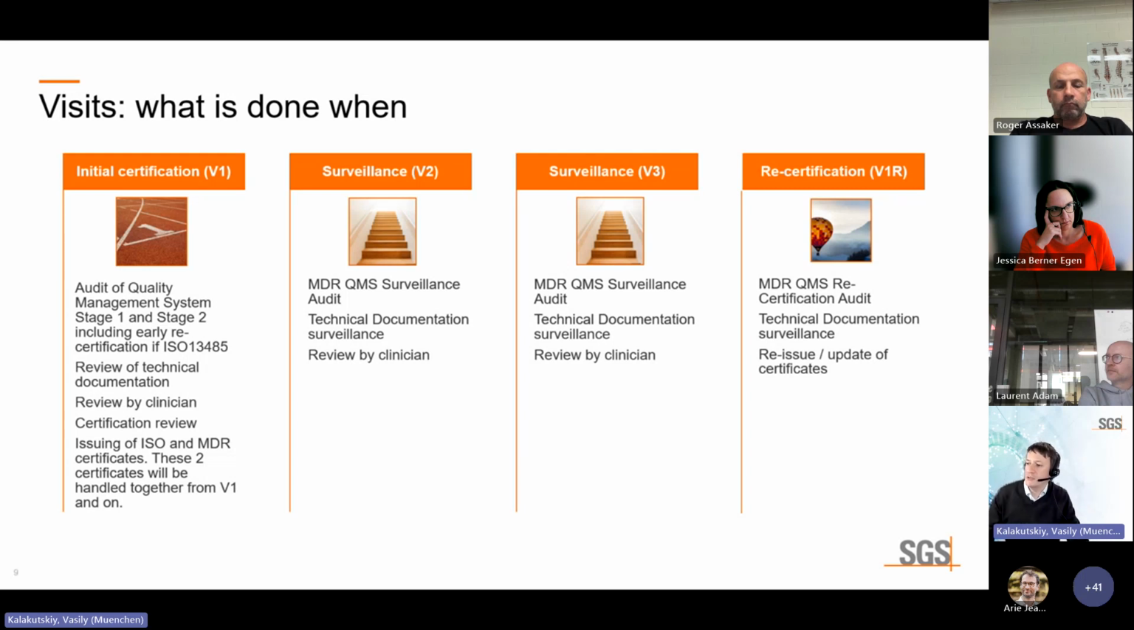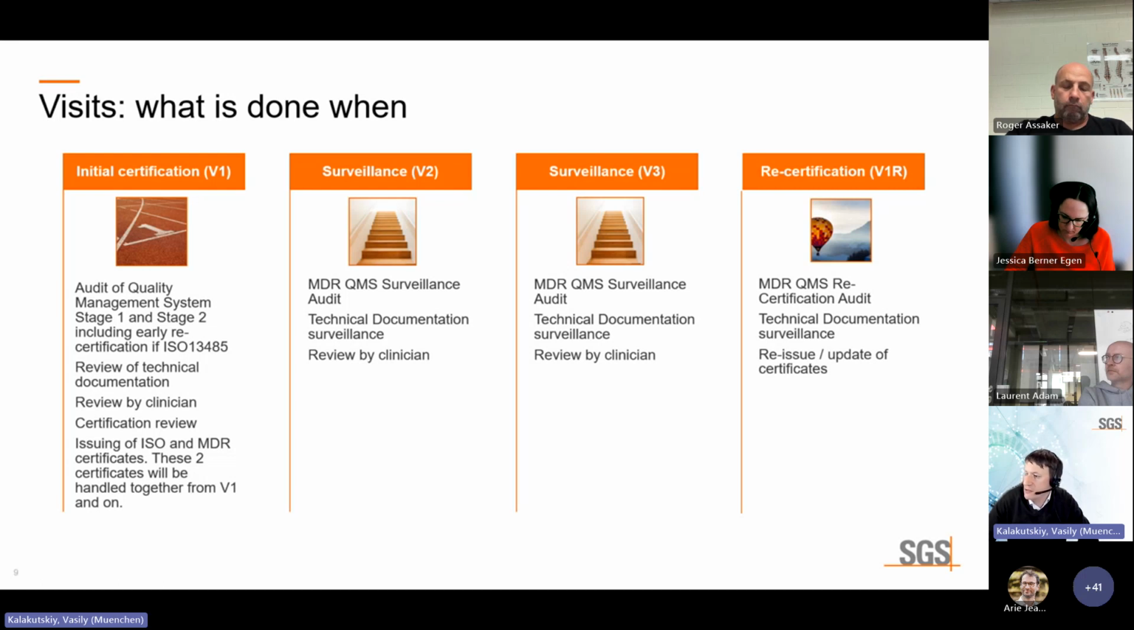So it is about the surveillance audit of the quality management system, the surveillance of technical documentation, the updates, changes, etc. It is also quickly checked by a clinician if necessary. It depends upon the product class, the intended use of the product, and also the history of the product on the market is important. So then the third year is basically the same as the second year.